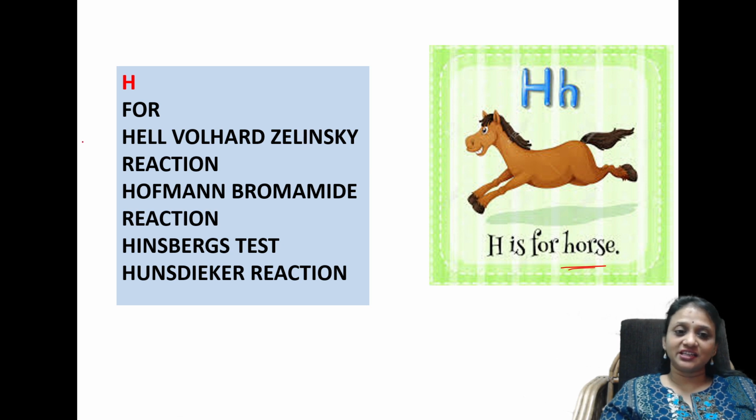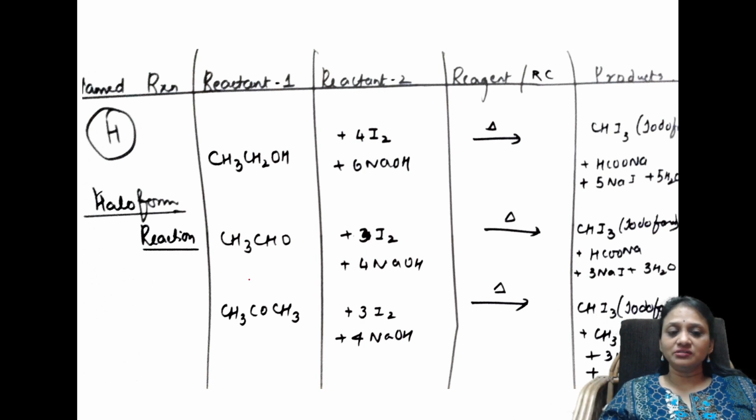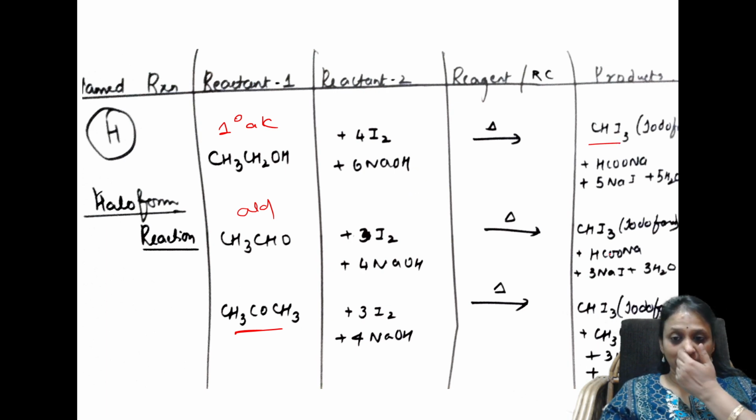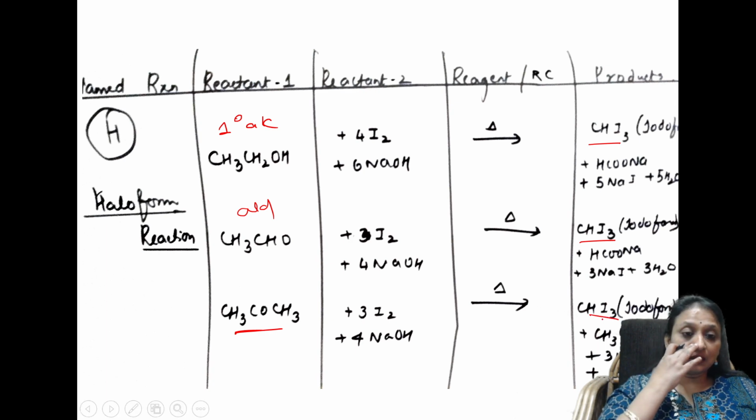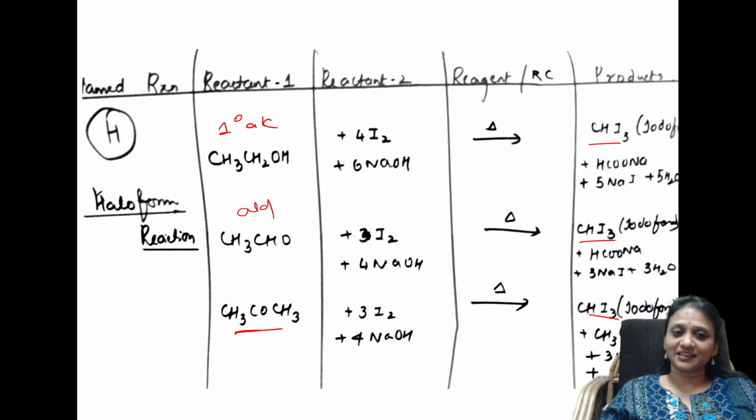Next comes H. H for horse, which we have studied. But in your chemistry, H stands for Hell-Volhard-Zelinsky reaction, Hofmann bromamide reaction, Hinsberg test and Hunsdiecker reaction. So all the things I have mentioned in haloform, we very well know. Primary alcohols will undergo, aldehydes will undergo, methyl ketones will undergo. So I have written all the reactants, that is iodine in the presence of a base, everywhere you'll be getting the formation of iodoform, a yellow colored precipitate. So the complete haloform reaction is here, isn't it, students?